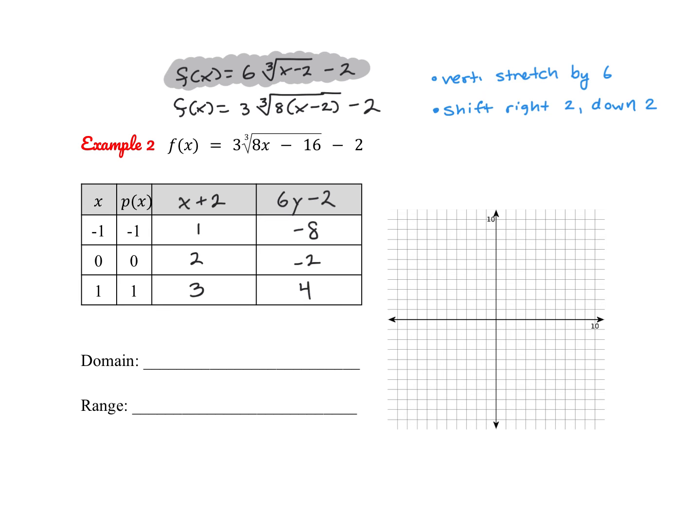So we have 1, negative 8, 2, negative 2, and 3, 4. So you can see that our graph is pretty stretched out. So when we're graphing it, we still want to try to achieve that S-shaped look. So it's going to look something kind of like this. Very, very stretched out graph. But as long as you have these 3 exact coordinates and the general shape of your graph is correct, this should be good enough. So our domain and range, again, are going to be all real numbers for these types of functions. And then we are all done.